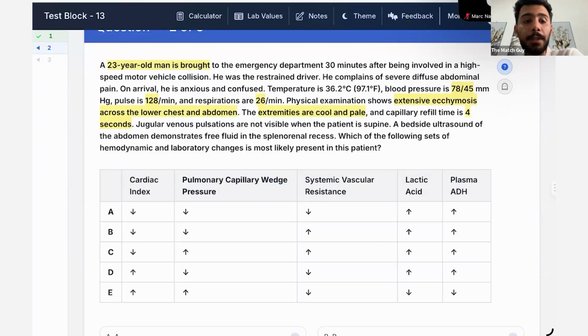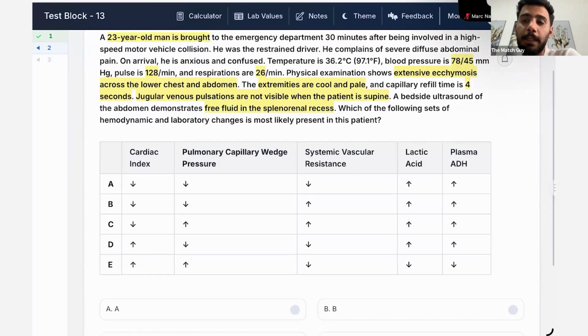Jugular venous pulsations are not visible when the patient is supine. This means that central venous pressure is low, since you do not see the jugular venous pulsations. A bedside ultrasound of the abdomen demonstrates free fluid in the splenorenal recess. So this is the bleeding. It means that this patient is bleeding into their abdomen. Which of the following sets of hemodynamic and laboratory changes is most likely present in this patient?